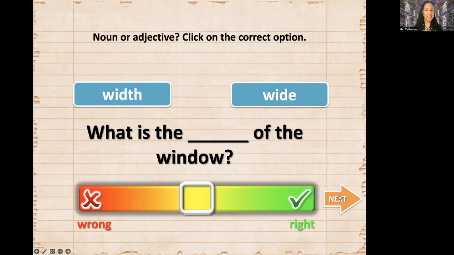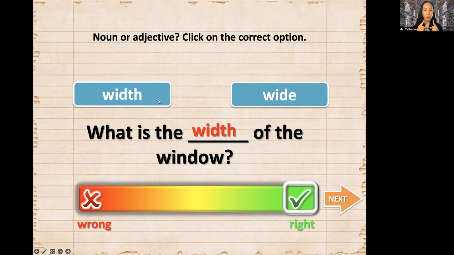What do we see here? We see another prepositional phrase, the object, right? Object noun here. What is the width of the window? What is the wide of the window? Which one? That's right. Did you have a hard time pronouncing that? That's a little tough. Width, width, okay? The D is a very small sound.